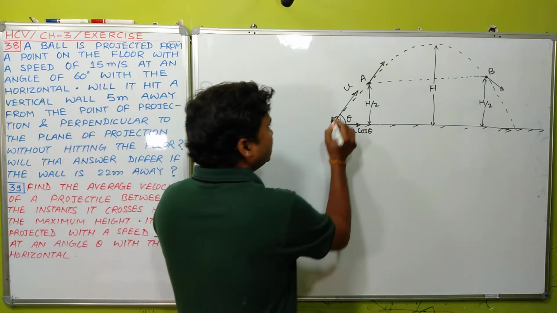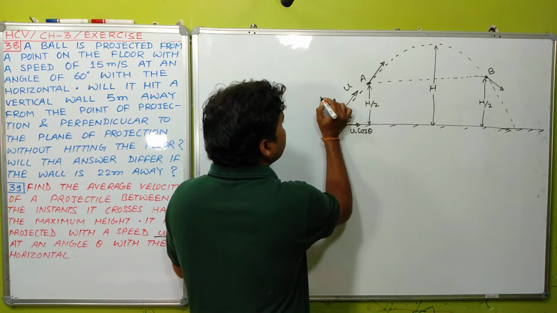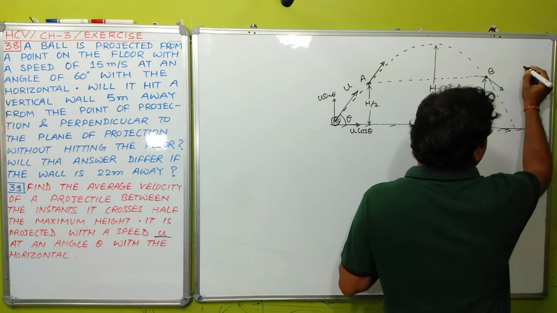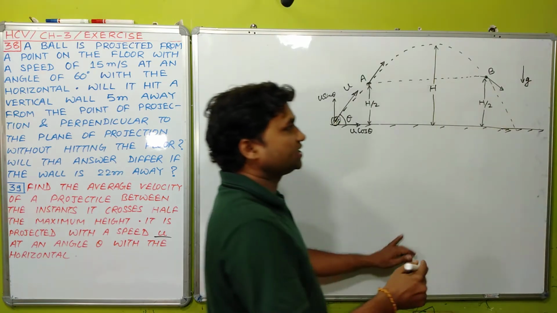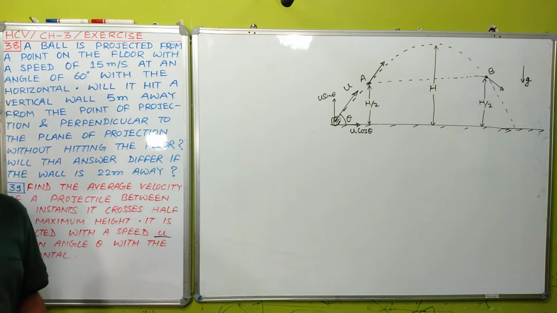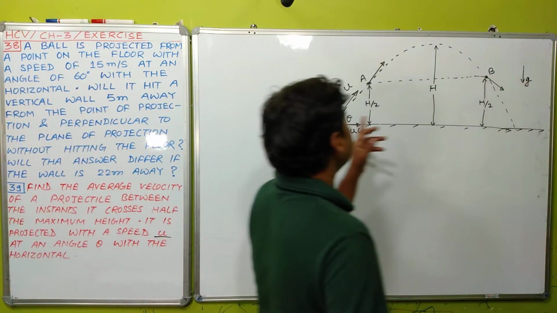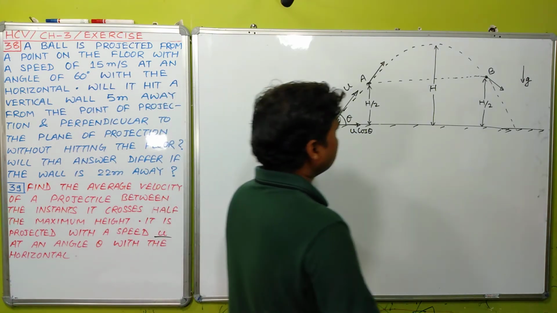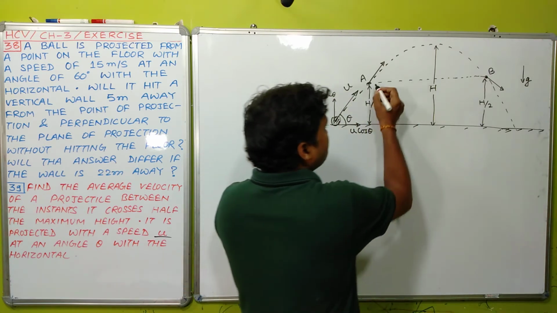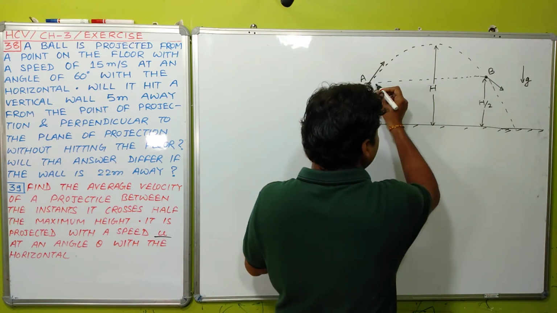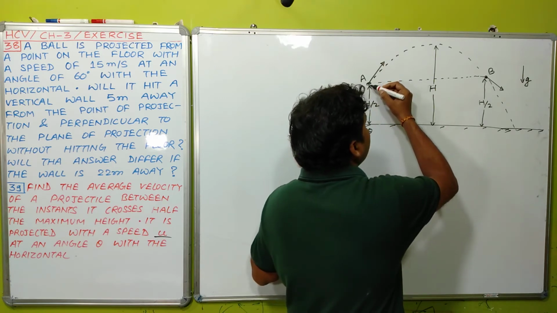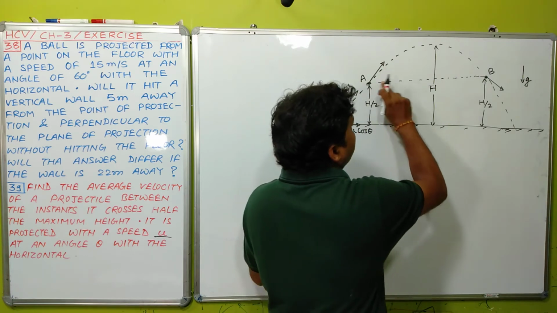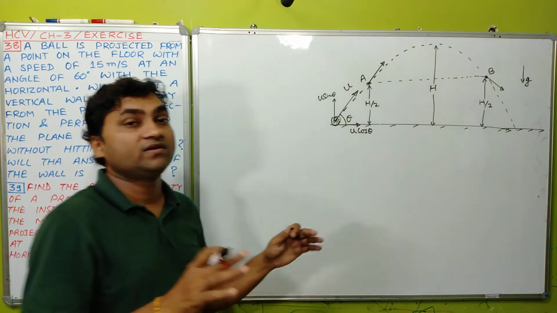But its vertical component, obviously, changes. Why does it change? Because an acceleration, that is the acceleration due to gravity, continuously acts in the vertically downward direction, and due to this acceleration its vertical component of velocity changes. Now, student, you can also think that while moving from point A to point B, the magnitude of its vertical component will remain the same.